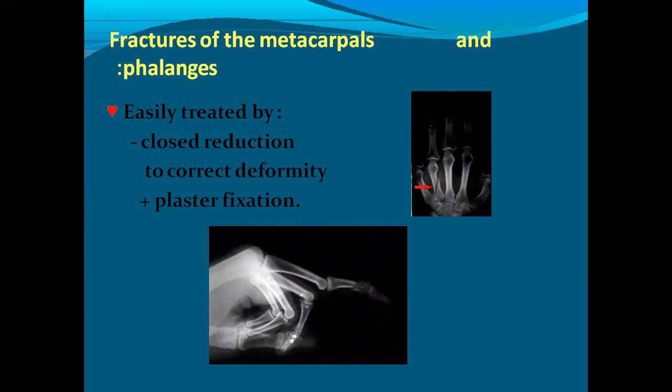Fracture of the metacarpals or the phalanges, that are the fingers. It is easily treated by closed reduction to correct the deformity, plus plaster fixation. Usually, even plaster is not required. In case a phalanx is fractured, it is just taped with the adjoining phalanx, or maybe three phalanges together, and kept in the same way for 2 to 3 weeks.